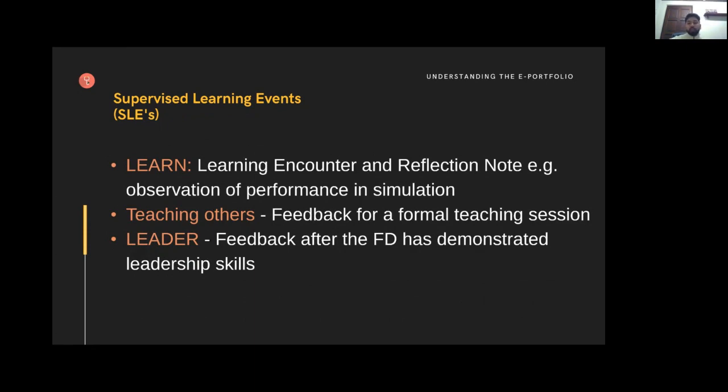You can also complete a leader form, so that's feedback from a senior after the foundation doctor has demonstrated leadership skills. So any kind of leadership, if you've been the F1 rep, if you've been the mess president for your hospital, for example, you can get one of your seniors to fill out a leader form, sign that off and log it within your portfolio, which you can then map to your curriculum, which will look really good.